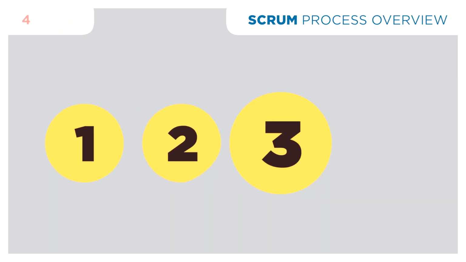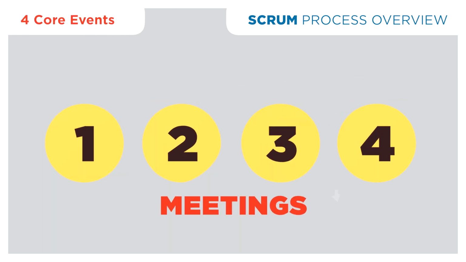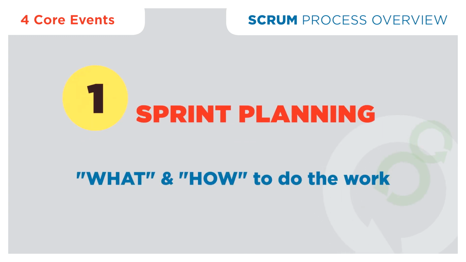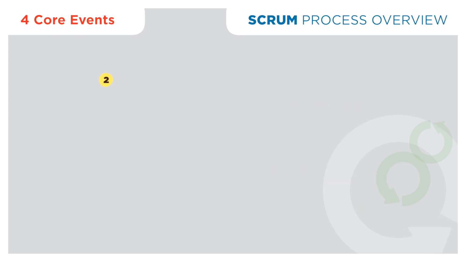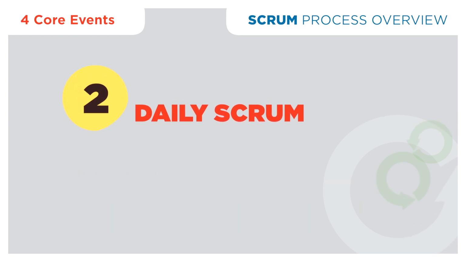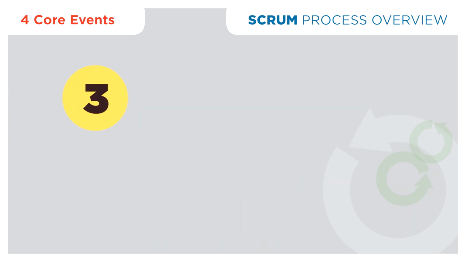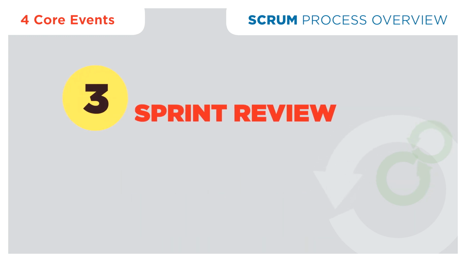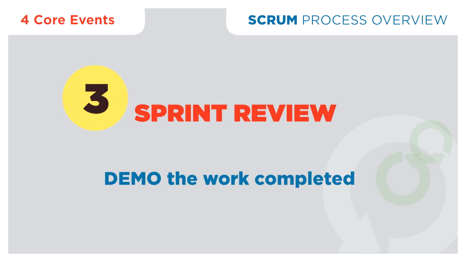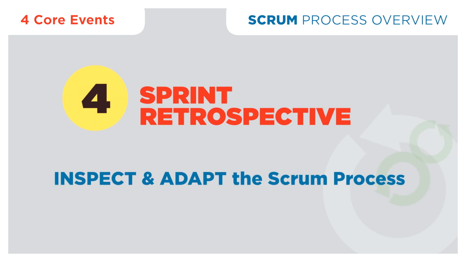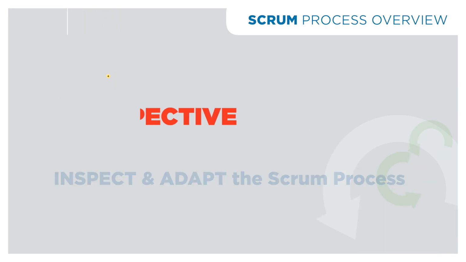We have 4 events or meetings in the Scrum environment. We have the sprint planning meeting where the team decides what and how they're going to do the work. We have daily Scrum or daily stand-up where the team is syncing their activities for the next 24 hours. We have the sprint review meeting at the end of the sprint where the team is demoing the work they completed during that sprint. And then we end the sprint with the sprint retrospective where the team is inspecting and adapting their overall Scrum process.